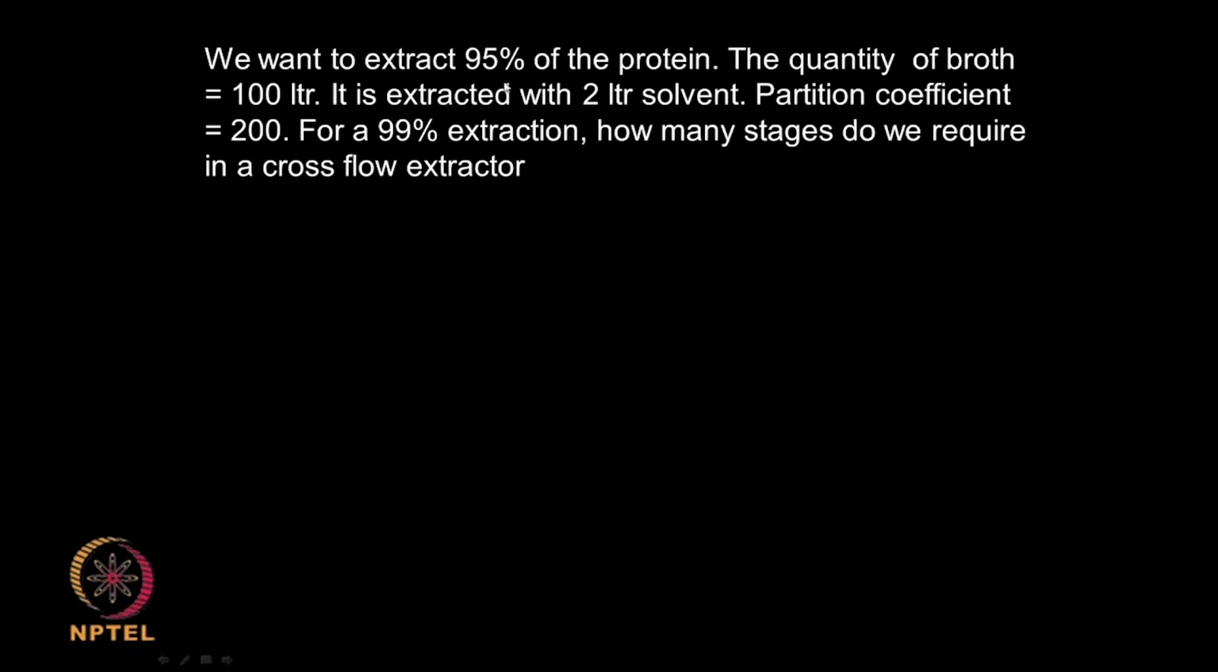Now another problem, let us look at. Here we are going to calculate the stages. You want to extract 95% of the protein, that means my XR will be 0.05 of XF. The quantity of broth F is 100 liter, S is 2 liter solvent, partition coefficient K is 200. So if I want to extract 99%, then what happens? My XR is equal to 0.01.